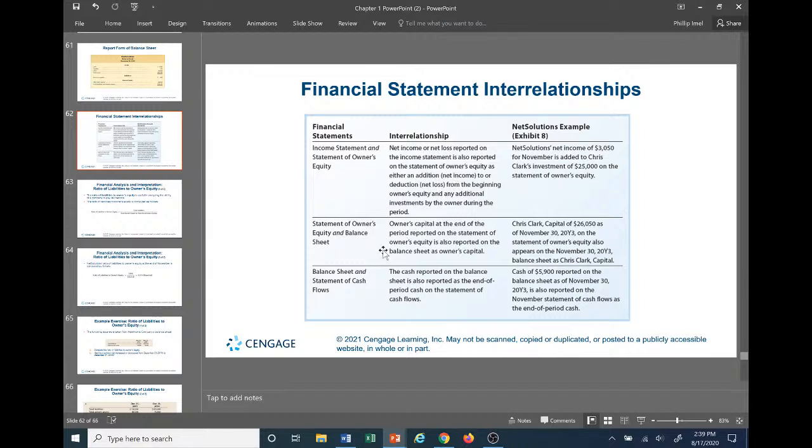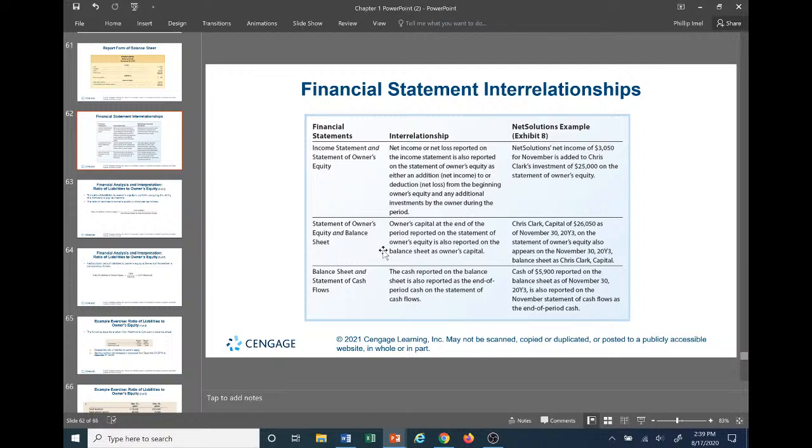Next, the statement of owner's equity and the balance sheet. The owner's capital at the end of the period reported on the statement of owner's equity is also reported on the balance sheet as owner's equity or owner's capital. And once again, we saw this in the Net Solutions example. Chris Clark's capital of $26,050 as of November 30th, 2003 on the statement of owner's equity also appeared on the November 30th, 2003 balance sheet as Chris Clark's capital.